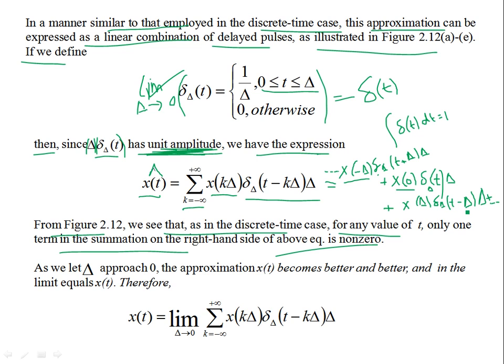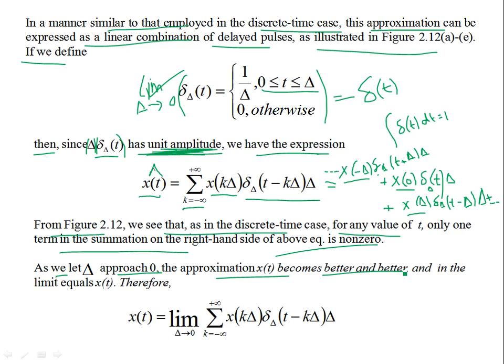Similarly, this is at t equal to delta, so the impulse is going to exist at t equal to delta. Therefore, the value of the signal will be x of delta, whatever the value or amplitude associated with the signal x of t at t equal to delta. Then as we let delta approach 0, the approximation x hat of t becomes better and better.